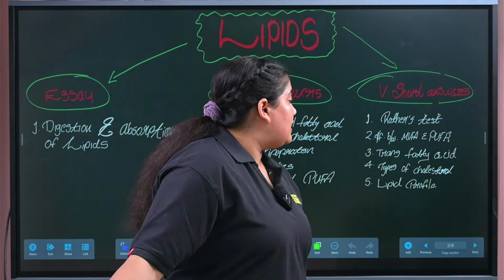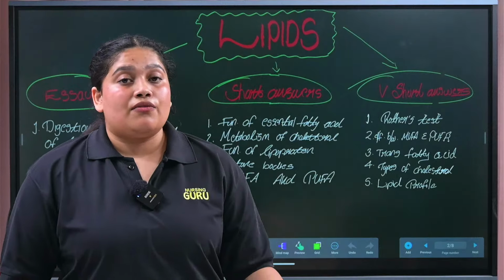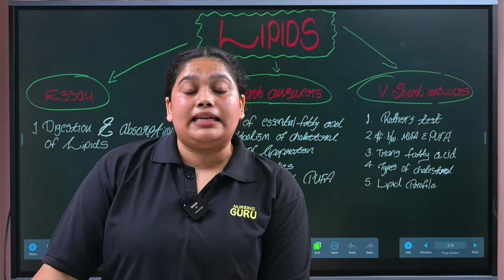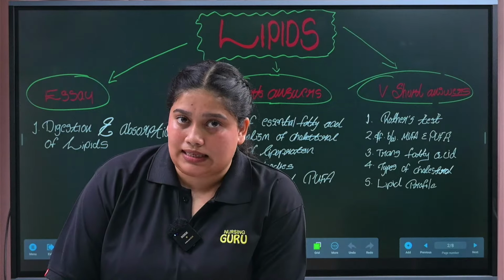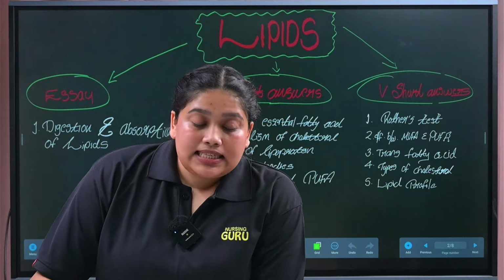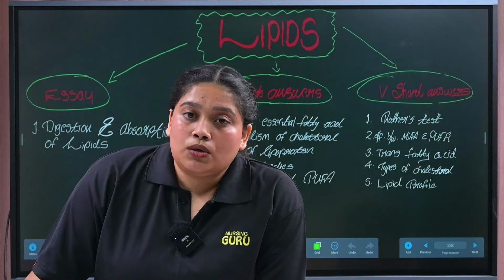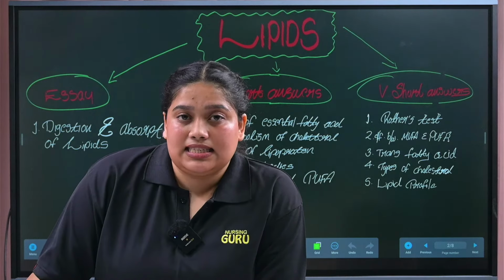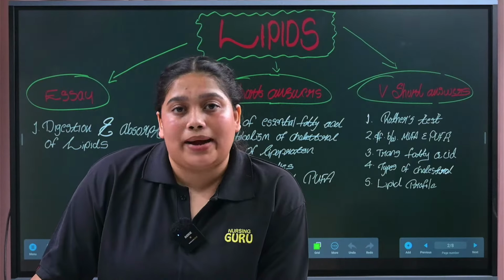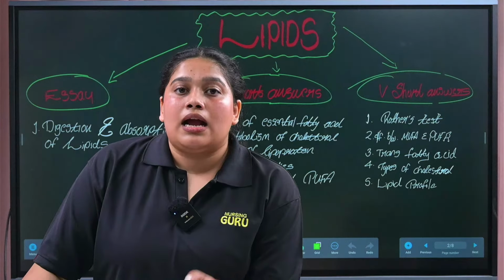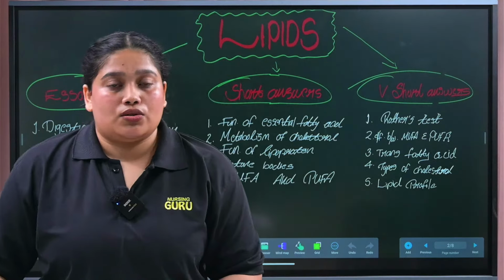And the fourth question, that is type of cholesterol. What are the types of cholesterol? Mainly we have 2 types of cholesterol, that is low density lipoprotein and high density lipoprotein. What is good cholesterol? That is high density. And the low density is the bad cholesterol. So you have to compare the 2 cholesterols.